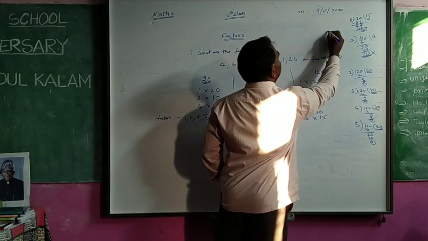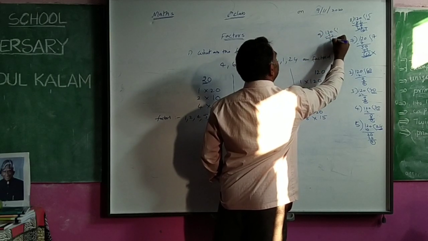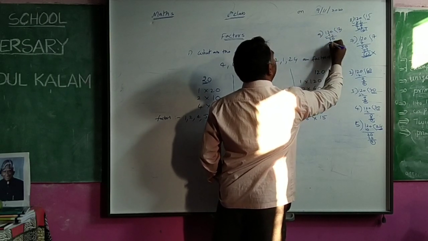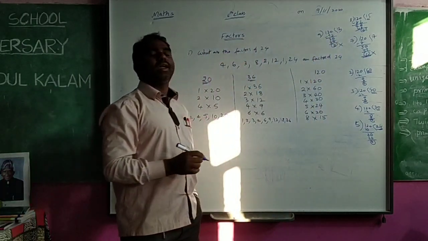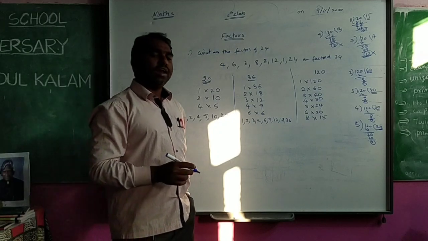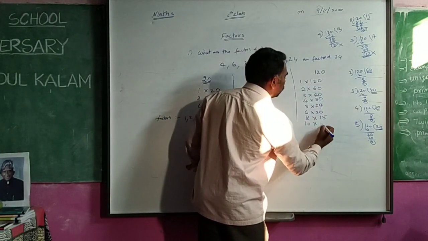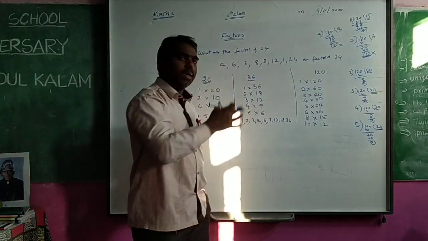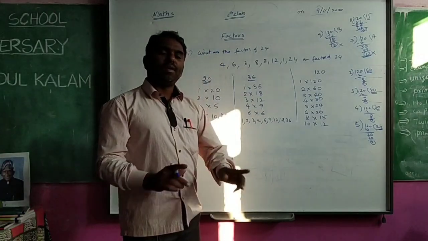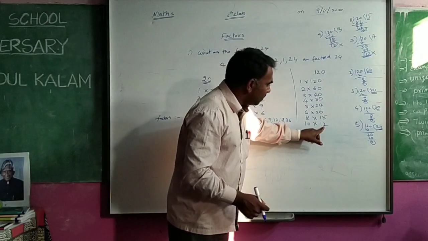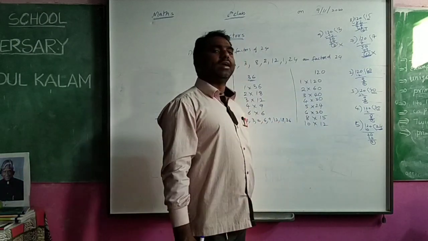Will it come in the 9 table? 9 ones are 9. 3. Next number 0. 9 3s are 27. You got remainder 3. So it will not come in the 9 table. After 9, 10. Yes, it will come in the 10 table. How? 10 12s are 120. Next, the 11 table. It will not come in the 11 table. After 11, 12. But 12 is already there here. Yes, very good. 12 is already there.